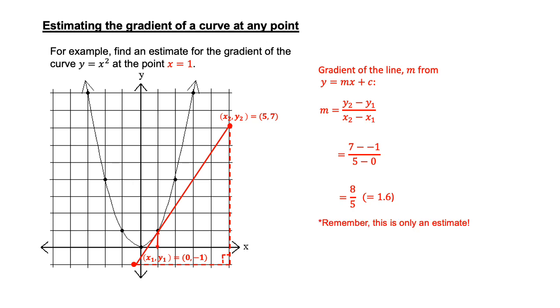Now again, let me repeat, this is only an estimate of the gradient of the curve at this point. Yours might be slightly different. It's not an accurate answer. So that's what we're trying to work out now. How can I work out what the actual precise gradient is of y equals x squared at this point?